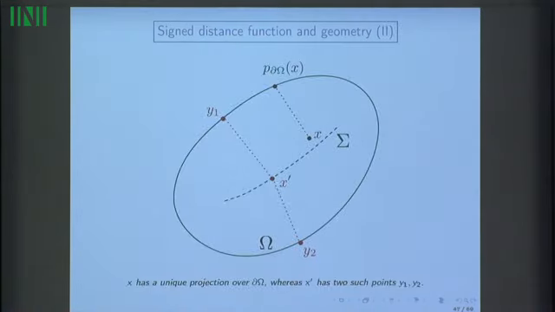So here is a small example. We have a shape Ω, the boundary is here, and for the point x′, which is here, we have two projections that minimize the distance from x′ to the boundary, y1 and y2 here. And when we are outside the skeleton, which is this kind of medial axis, then there is only one projection point that minimizes the distance from x to the boundary.